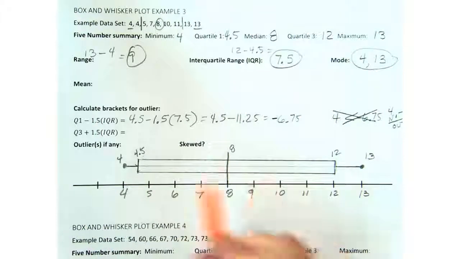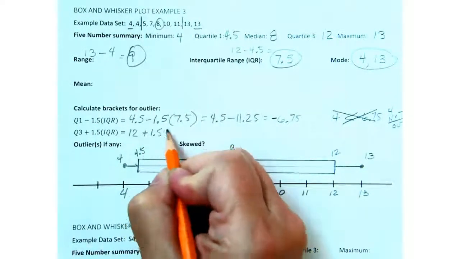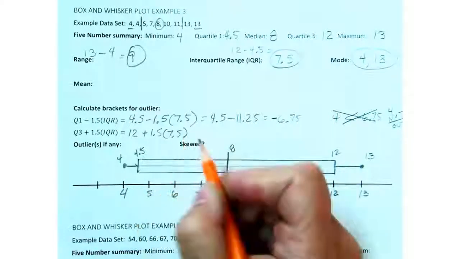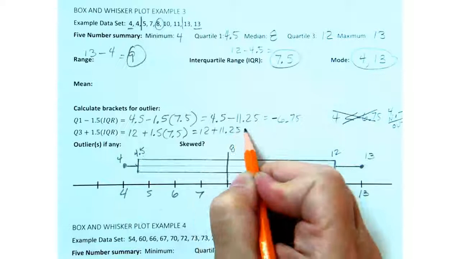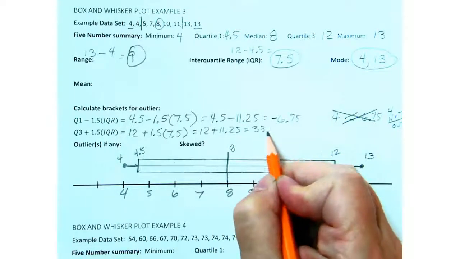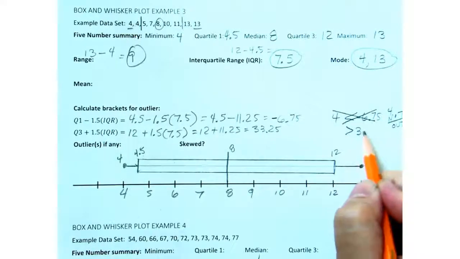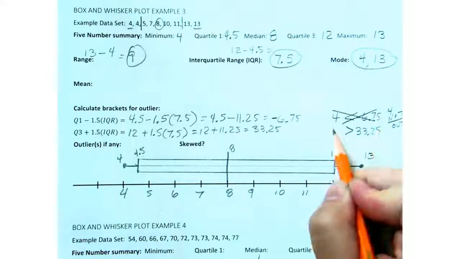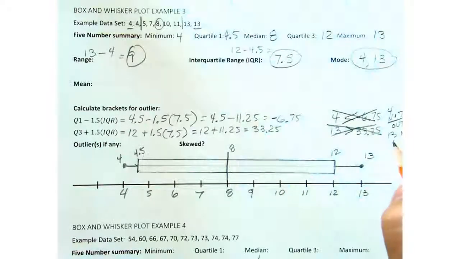Let's look at the upper bracket. 12 plus 1.5 times 7.5 is 12 plus 11.25, or 23.25. Is there any number in our data set that is greater than 23.25? No, there is not. There are no outliers in this data set.